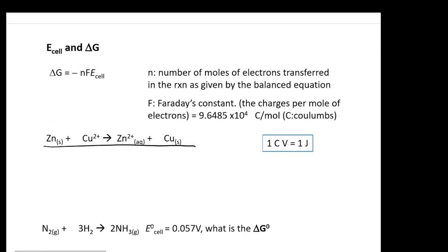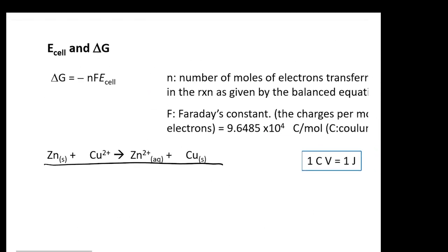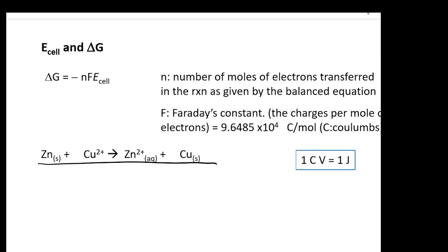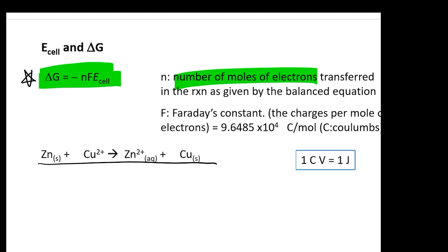We are going to start to connect the E cell with delta G. And the equation that connects the two is this one. Delta G is going to equal negative n times a constant F times your E cell. So this is actually a very important equation that you need to memorize. The n is the number of moles of electrons that got transferred in the redox reaction. And then the F is the so-called Faraday constant.